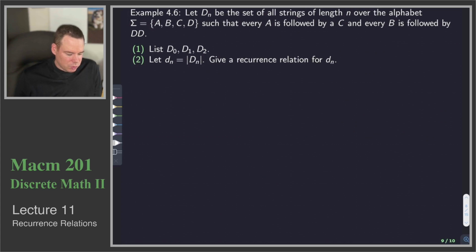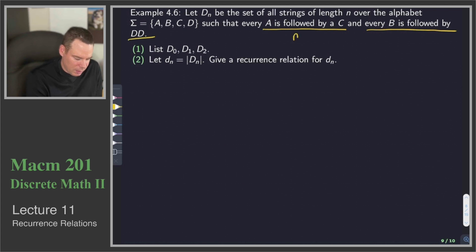Let d sub n be the set of all strings of length n over the alphabet A, B, C, D, such that, we have a couple of conditions we want to satisfy. Every A is followed by a C, and every B is followed by two D's. So if there's an A appearing, it's got to be of the form AC, and if a B appears, it has to be a BDD. So let's list these sets, D0, D1, and D2, just so we get a feel for what these sets are. Also, we can get a feel for how to generate the next one, which is going to help in coming up with a recurrence relation.